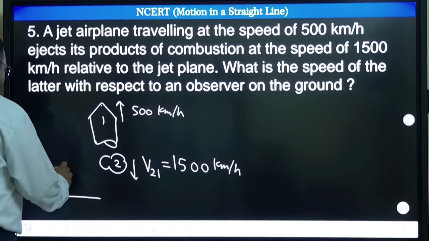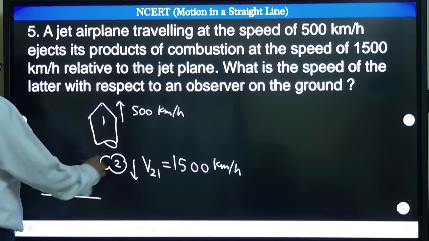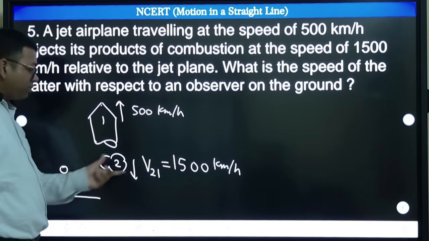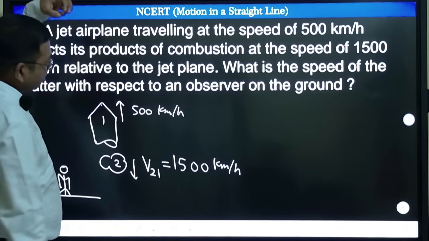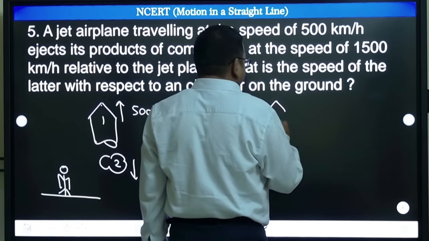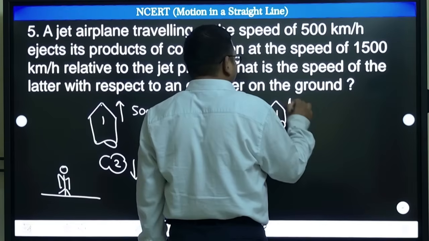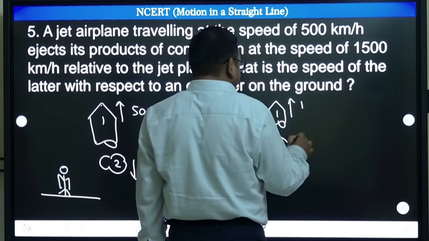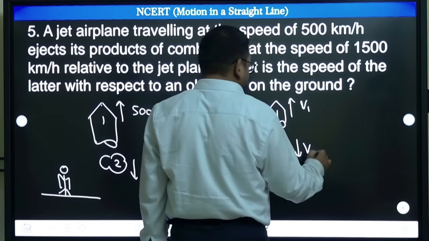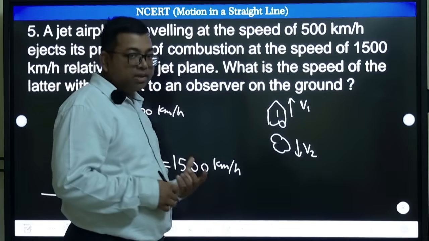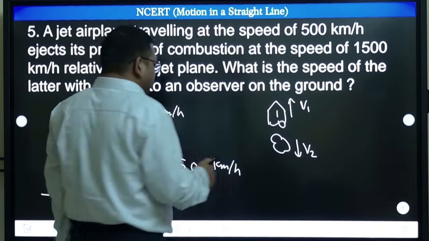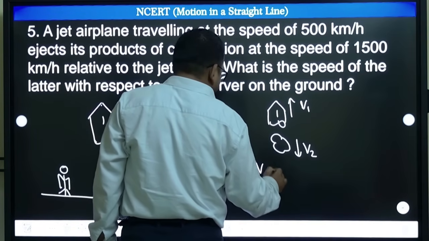So suppose there is an observer on the ground. So what is the speed of this second object, that is the ejected gas, with respect to the ground? Because this is the relative speed. You should know that they are going in opposite directions, right? So suppose this is the actual speed of this jet 1, and this is the gas speed, because the gas is coming down, right? So this is v1 you take, and this is v2 you take. When they have given the relative speed, for two bodies going in opposite directions, the relative speed is the sum of that. So this is nothing but v1 plus v2.